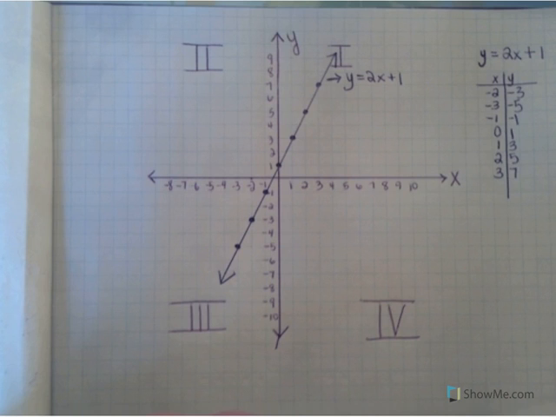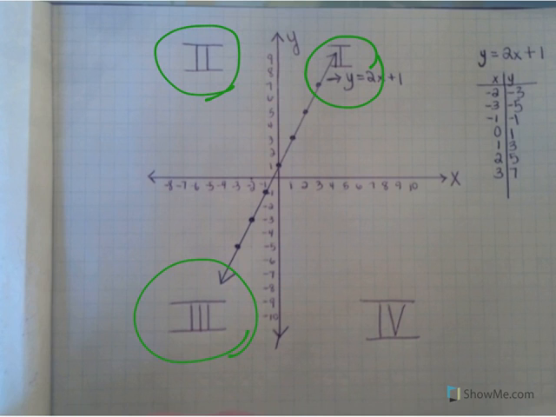There's one last thing I want to talk about. Each of the quadrants on this graph are called something. This one, the upper right-hand quadrant, is called quadrant 1. Then the top left is quadrant 2, the bottom left is 3, and the bottom right is 4. They go in a counterclockwise direction.